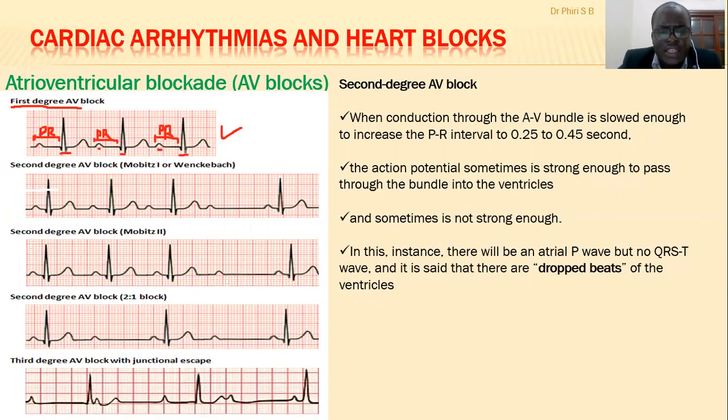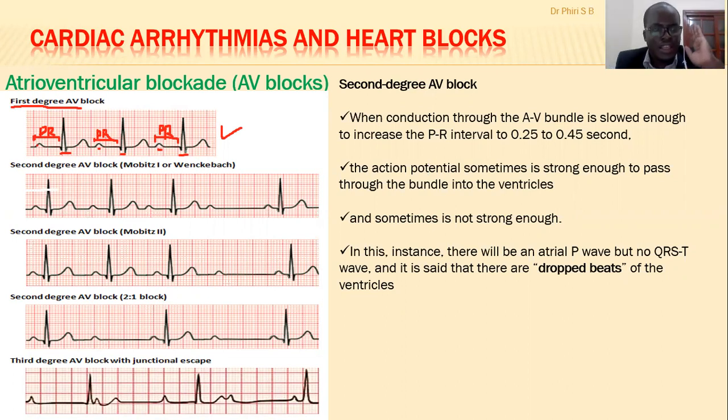Okay, so this is the second degree heart block. This is just the general information for the second degree heart block. So the first degree heart block, the first thing that you need to know is that you have prolongation of PR interval, but this prolongation is consistent from one beat to another beat. So you have prolongation of PR interval, which is consistent.